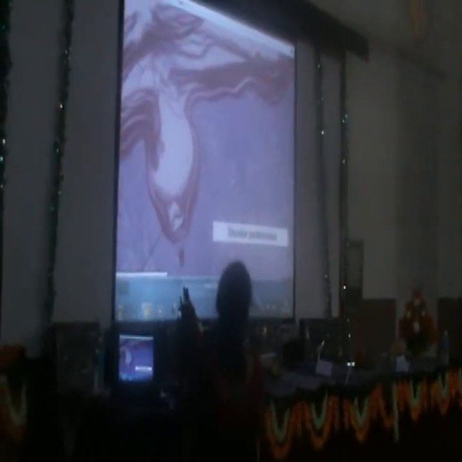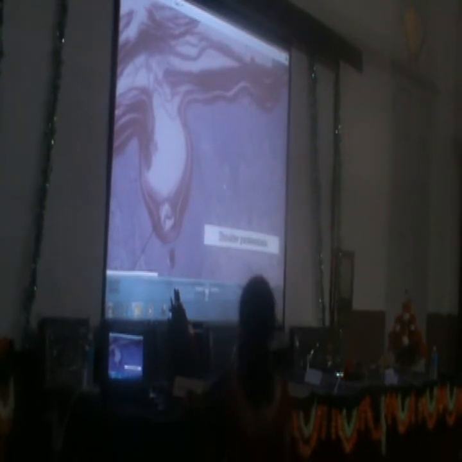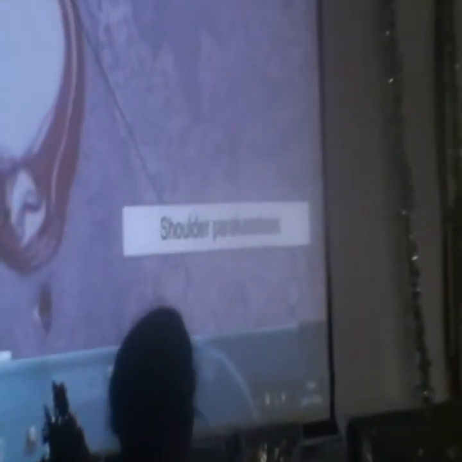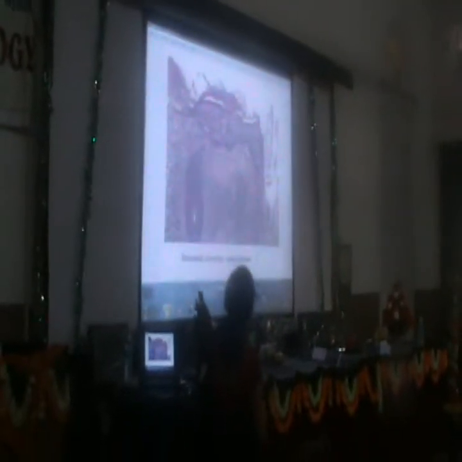So there is another entity that many books describe as shoulder parakeratosis. That is, when you see a follicular plugging, this is the follicular plugging of keratin. So if you see parakeratosis here, it probably looks like a shoulder. That's for the follicular disease. So this is shoulder parakeratosis. Horizontally alternating, so we saw this alternating type of parakeratosis.